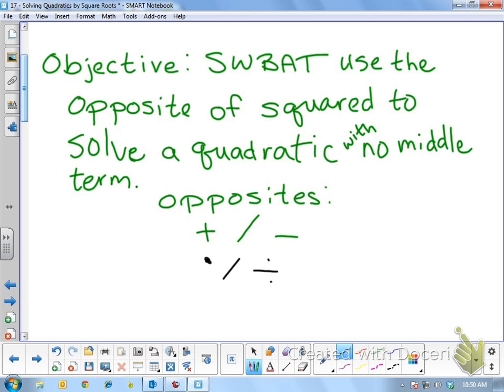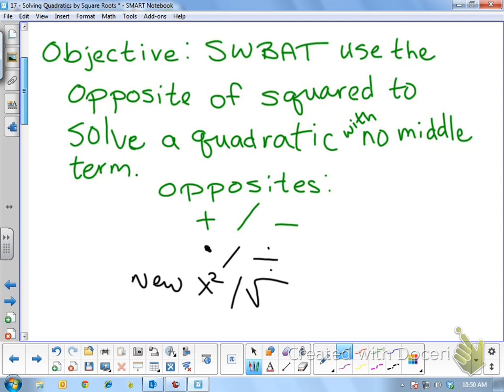Our new opposite today is the opposite of squared. What would undo squaring something? If I have 3 squared and I get to 9, what would I have to use to get back to 3? Square root. There is our new opposite.